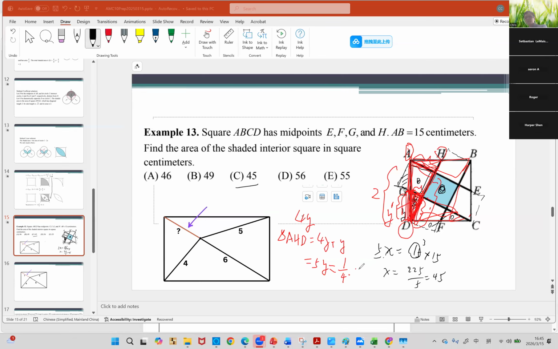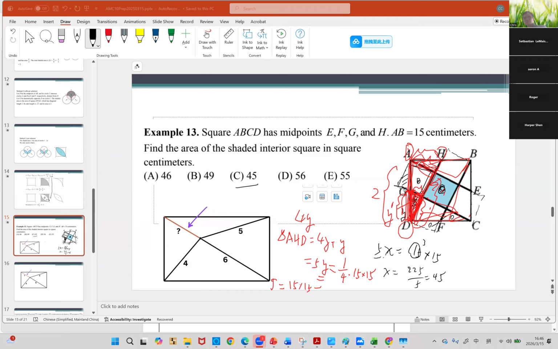right? Because AH is 1/2 of AB, and the height is the side length. So AHD is 1/4 of the total square. And by this way, we can solve for y. And then you can say, okay, now this shaded area S is just equal to 15 times 15, which is 225, minus how many y?